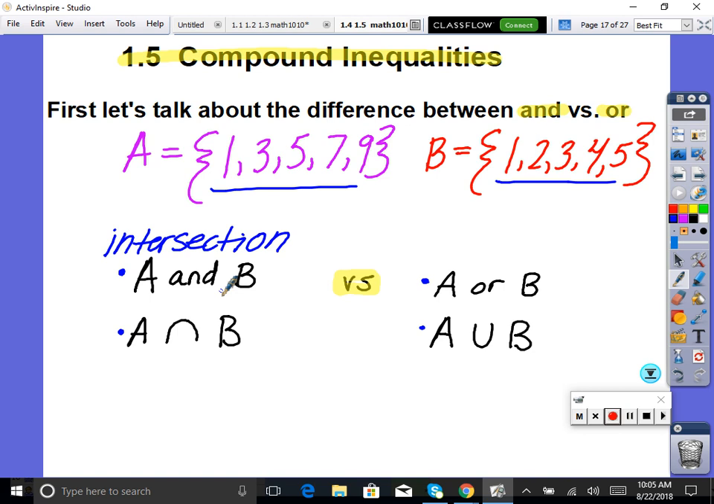Okay, next thing, "or." "Or" is different. "Or" is called the union. Now look, it's a U. So this is the union. This is a little trick I use to help me remember what they mean. So intersection means we have to look at each set and see only where they intersect. Only where they intersect, meaning they have the same thing.